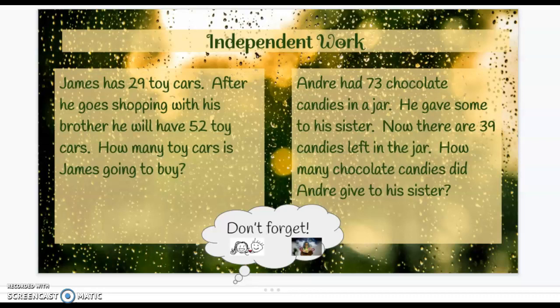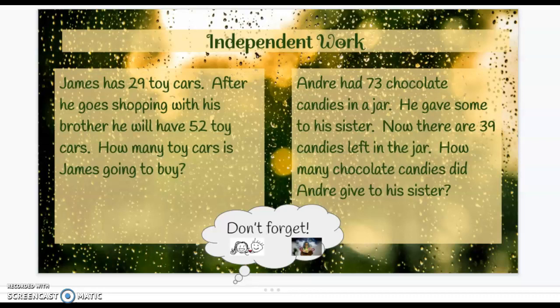Let's look at the first problem. James has 29 toy cars. After he goes shopping with his brother, he will have 52 toy cars. How many toy cars is James going to buy? He's going to get more cars. So that tells me it's a change plus problem. But I don't know how many more he got. So I need to be really careful when I'm solving. So I realize that I'm looking for a missing partner.